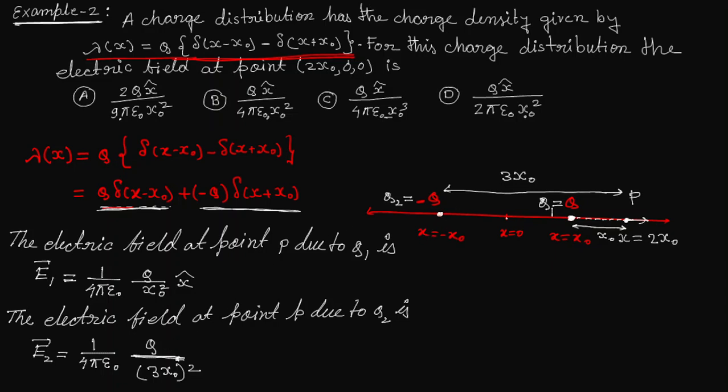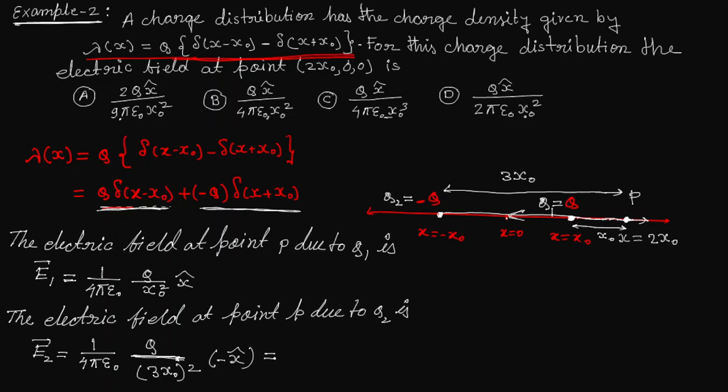Now since this is a negative charge, if it is a positive charge, then what will be the electric field at this point, X equals x naught? It will be away from the source charge, so it will be towards right. But it is a negative charge actually, so the electric field will be towards the source charge at this point. So towards the source charge means along this direction. What will be this direction? This will be the minus x cap direction.